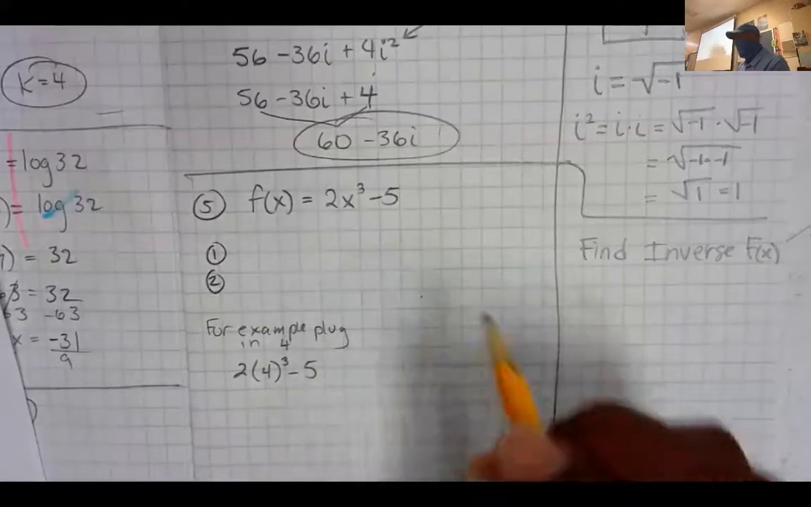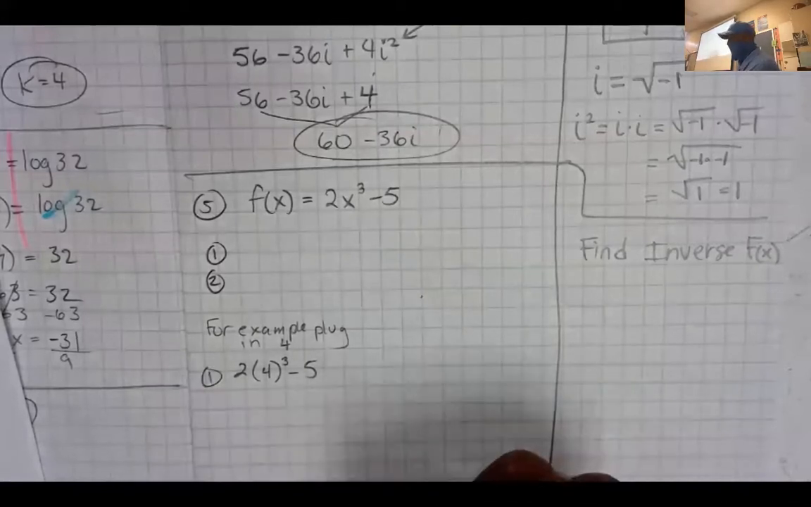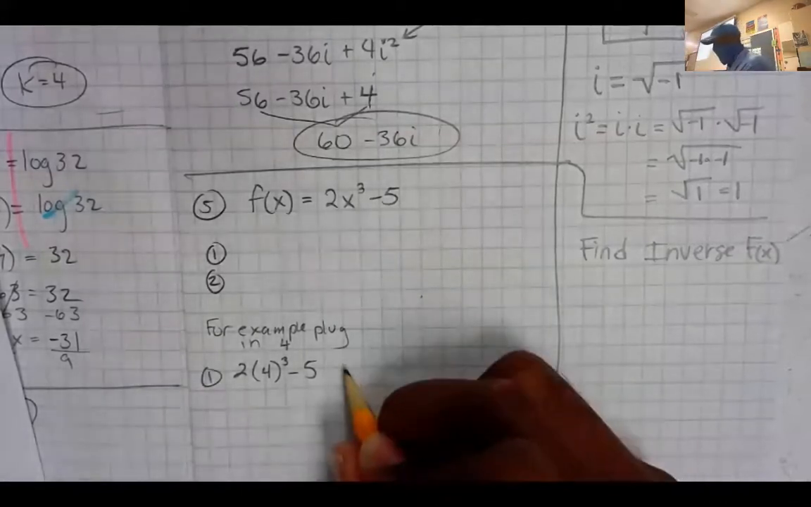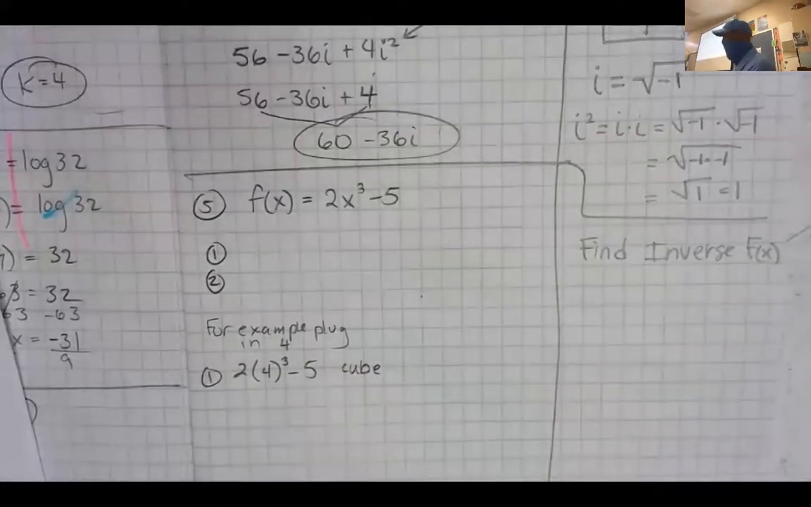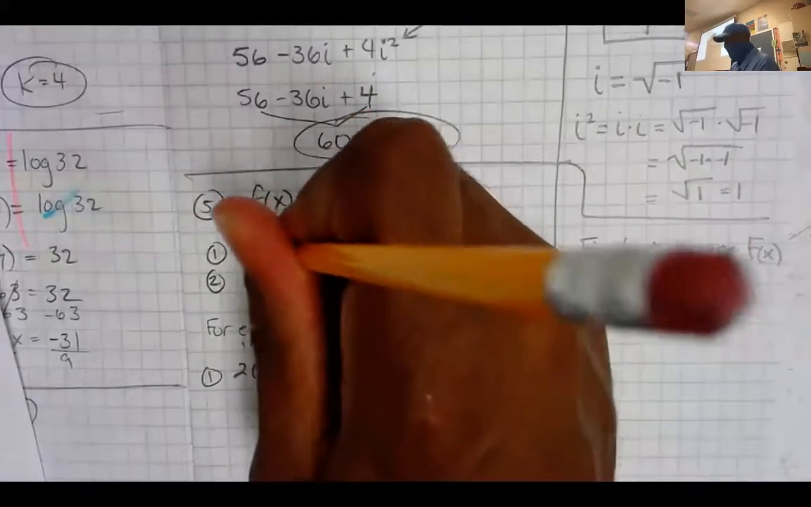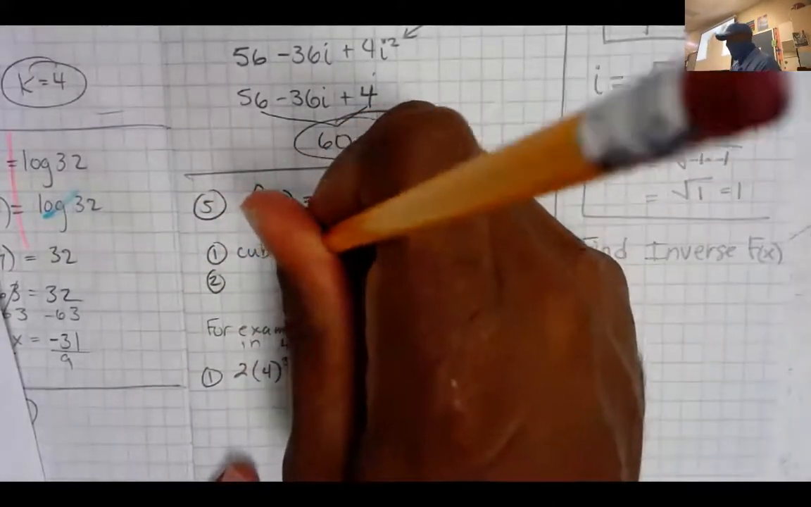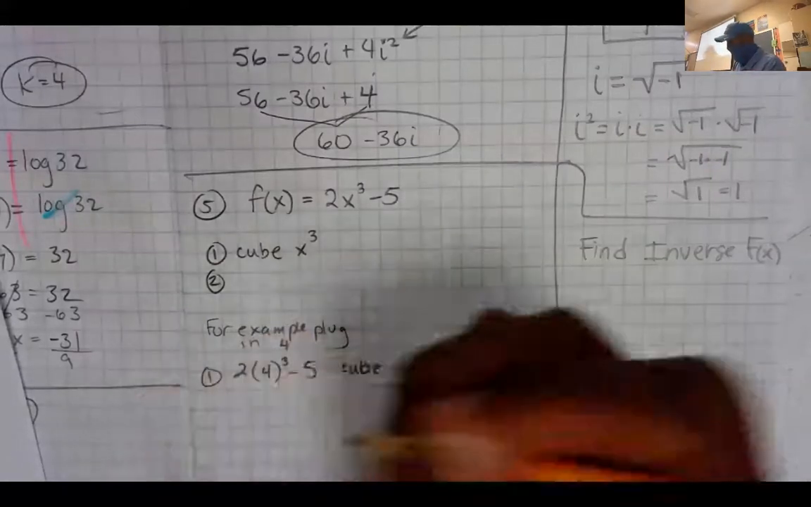Now, what would be the first step to simplifying that? What would I do first? 4 cubed, right? I would cube the input. Okay, so that is what I write here first: cube. Or I can write x cubed, which basically means the same thing. I'm taking that number and I'm cubing it, okay? All right, so that's step 1.